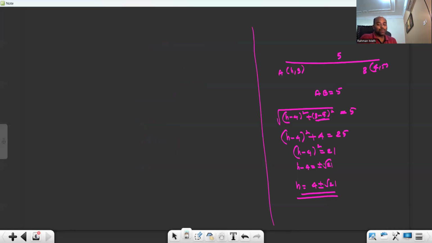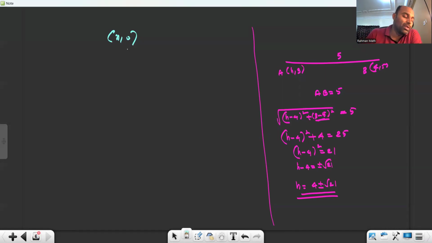So, we'll see. Question number four. Point on the x-axis. We know that any point on the x-axis is of the form x comma 0. Any point on the y-axis is of the form what? 0 comma y, not y comma 0.